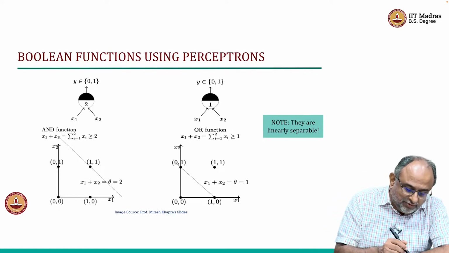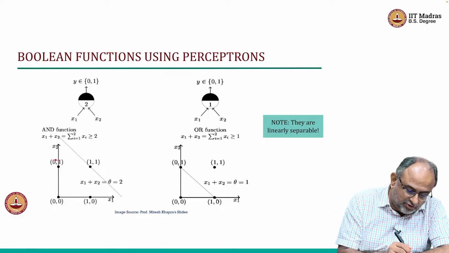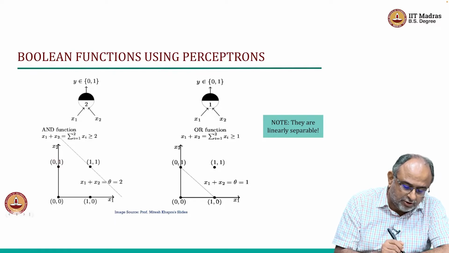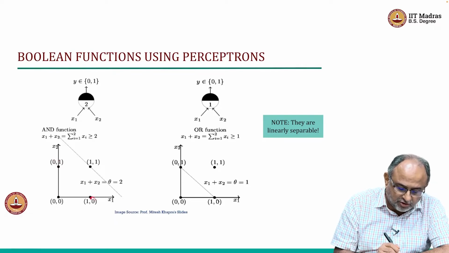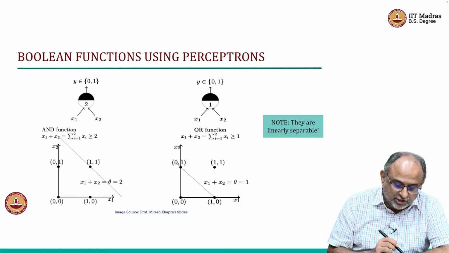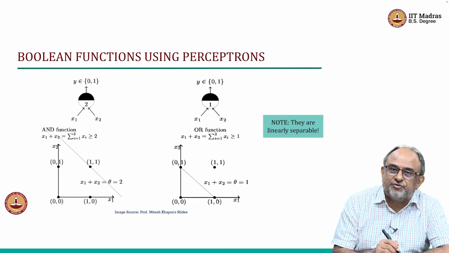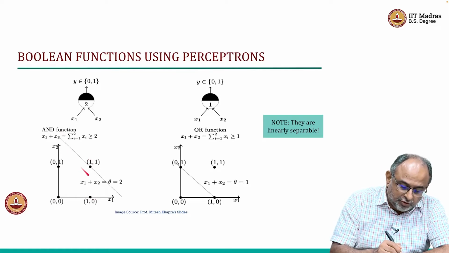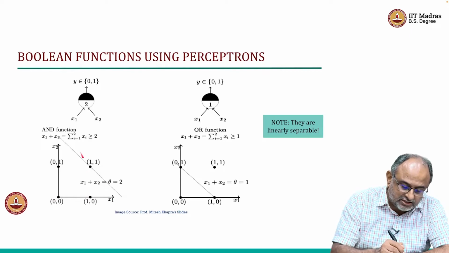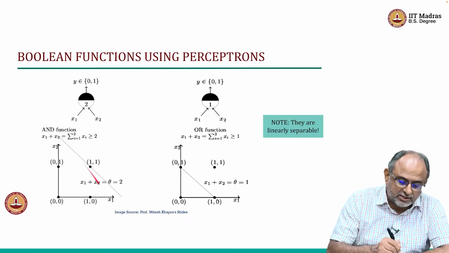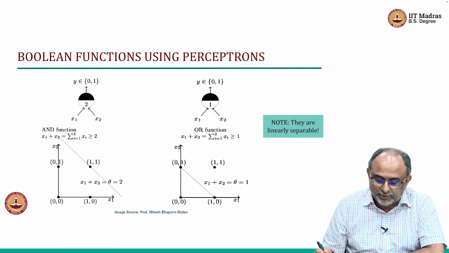So we will see that the AND function will give you 0 for 0 0, 0 1 and 1 0, all of them will give rise to 0, and 1 1 is a different class. So if you want to separate out these two classes, you can put a line somewhere here. I mean, you can put a line to the left of this, and that will separate the two classes. This is linearly separable, right?